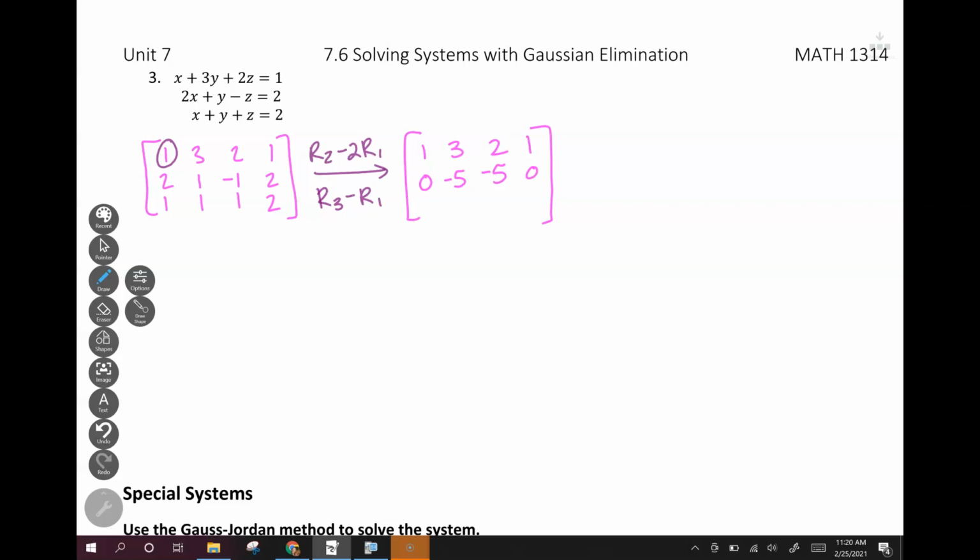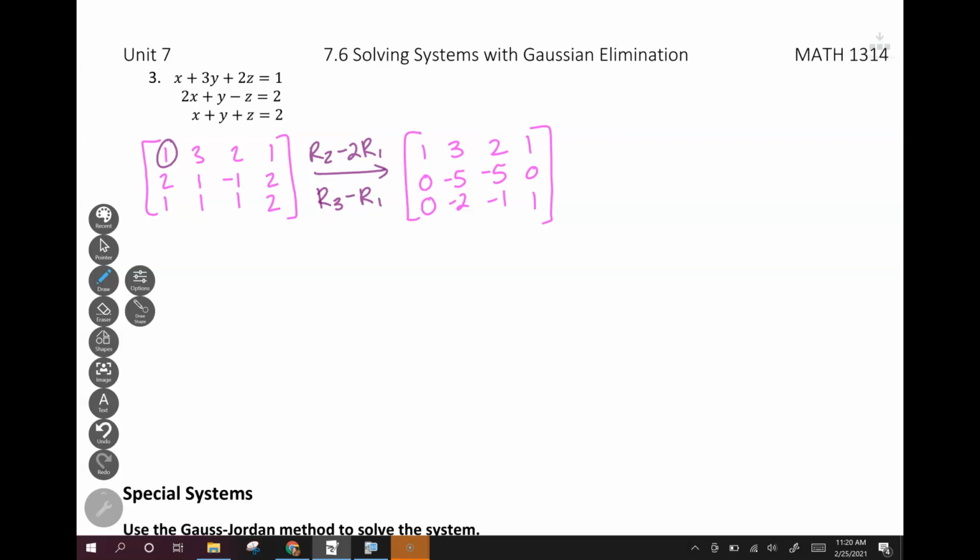Okay, then we're going to do row 3 minus row 1. So 1 minus 1 is 0. 1 minus 3 is negative 2. 1 minus 2 is negative 1. 2 minus 1 is 1. Perfect. So now we have 1 in the first row, first column, and zeros below that.